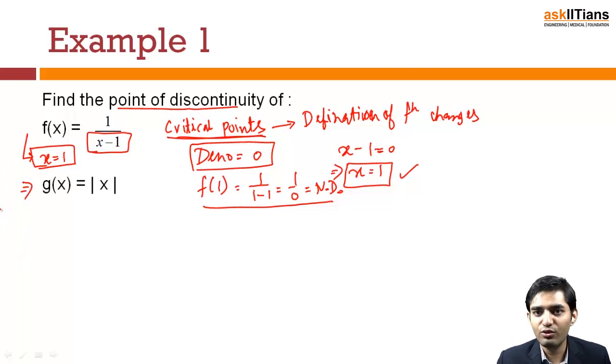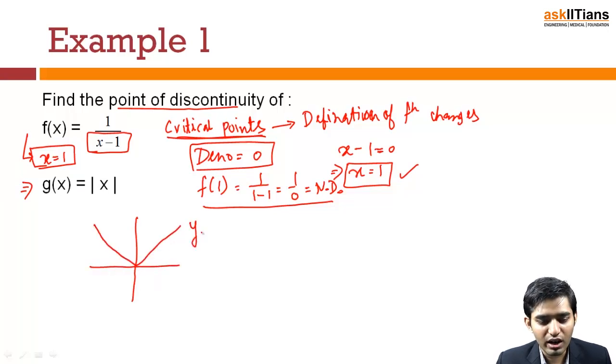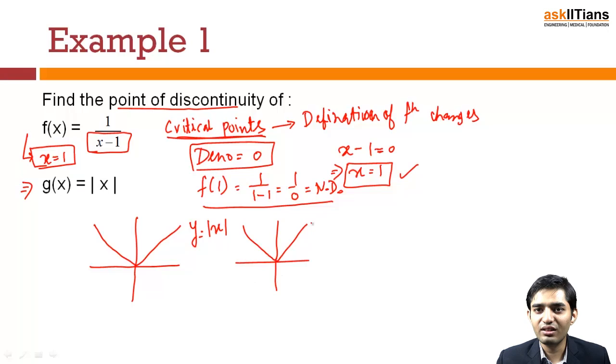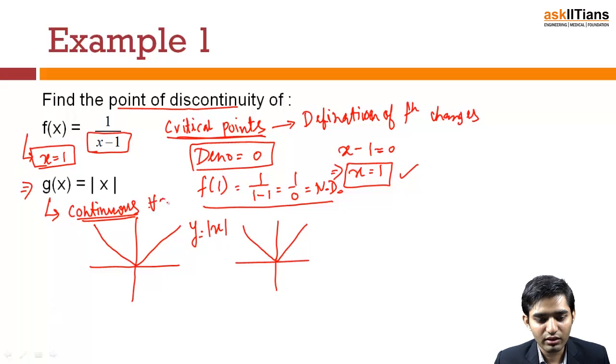For this mod of x, you might know the graph itself, so you can directly plot it. It is V-shaped. This is the graph of y equal to mod x. If you see the graph, I can plot it without lifting the pen, like this, V-shaped. So this graph is continuous. So g(x) is continuous for all x, continuous everywhere, because there is no need to lift the pen. So g(x) will be continuous for all x element of R. Understood?